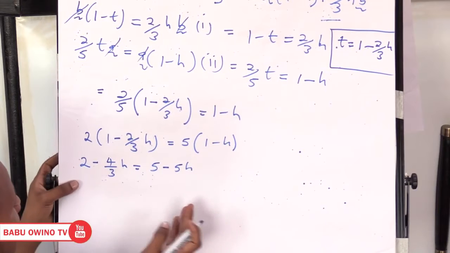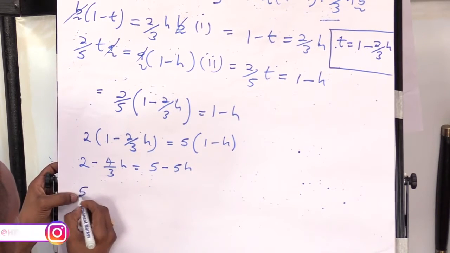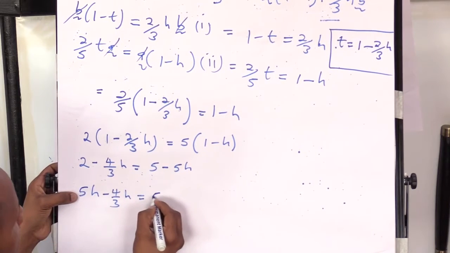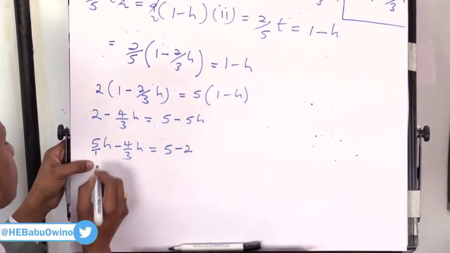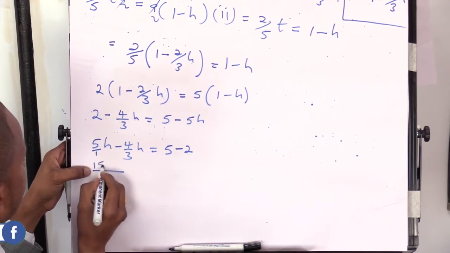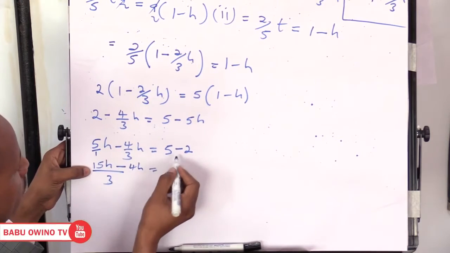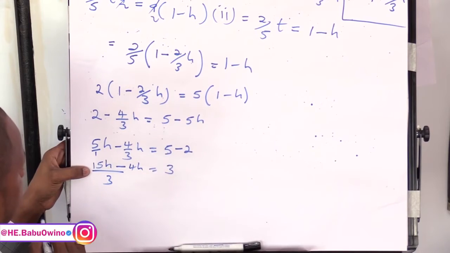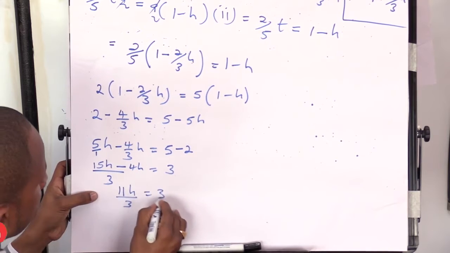Then collect the like terms, bring h on one side. Minus 5h when it crosses the other side becomes plus 5h, then minus 4 over 3h equals to this 5. 2 crosses the other side becomes minus 2. So solve this. LCM is 3. 3 times 5 is 15h minus 1 times 4 is 4h equals to 3, 5 minus 2 is 3. So this you get 11h over 3 equals to 3.